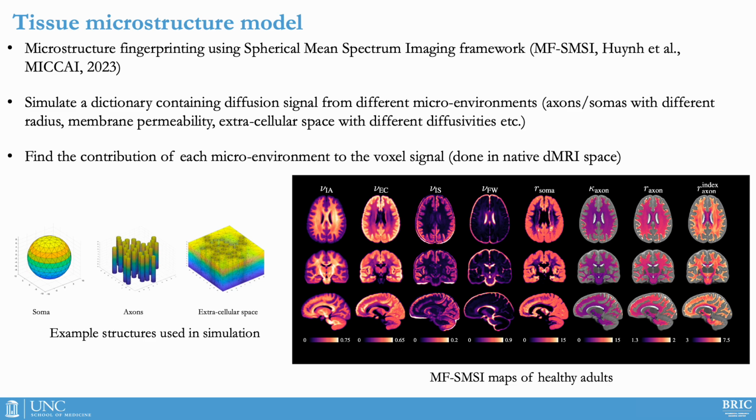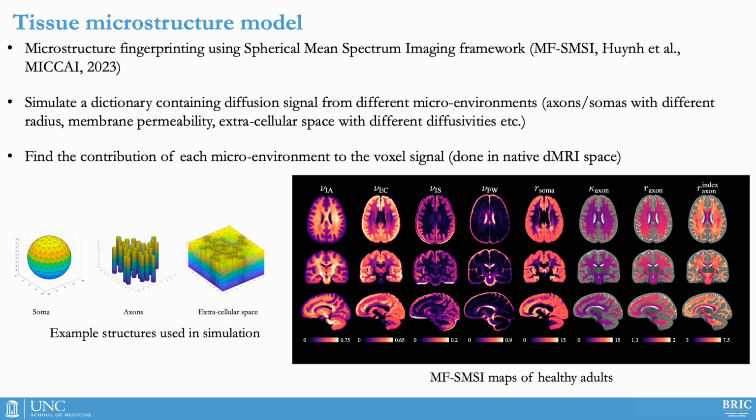Here on the left, we show some examples of structures we use to simulate the fingerprint signal. All of the fitting was done in subject-native diffusion space. On the right are some examples of the microstructure index maps from a healthy adult from BCP data.